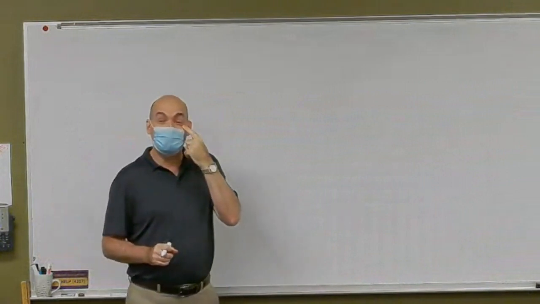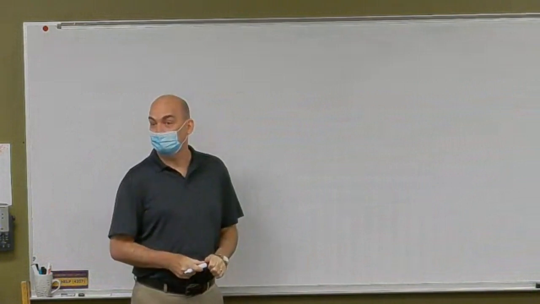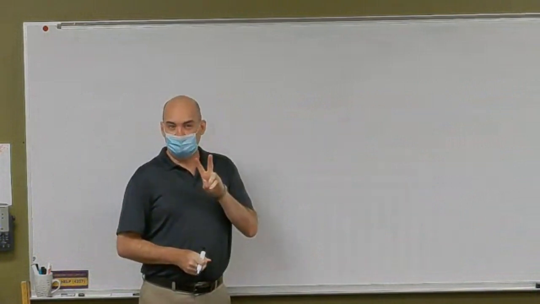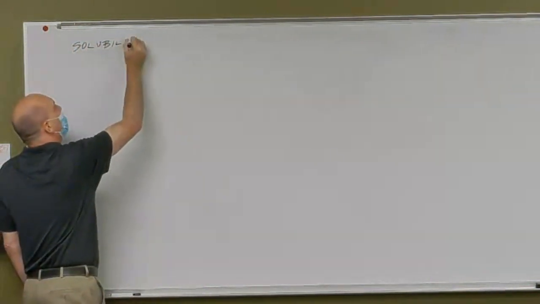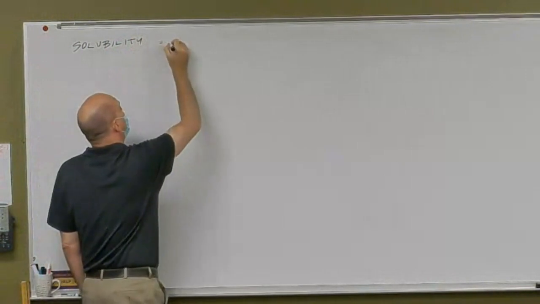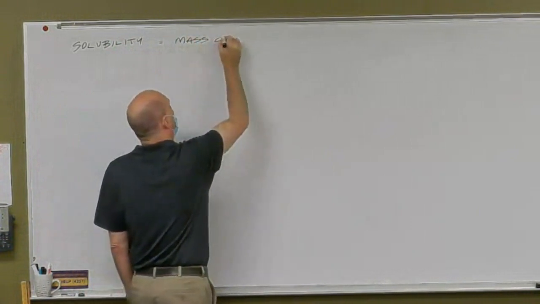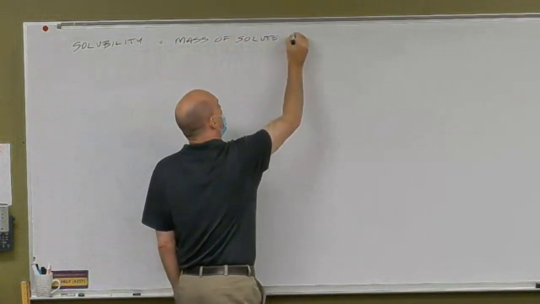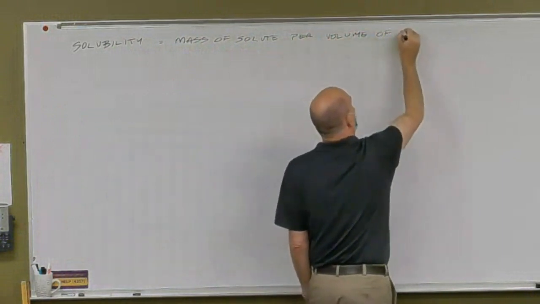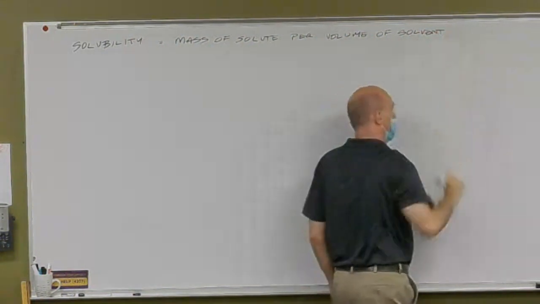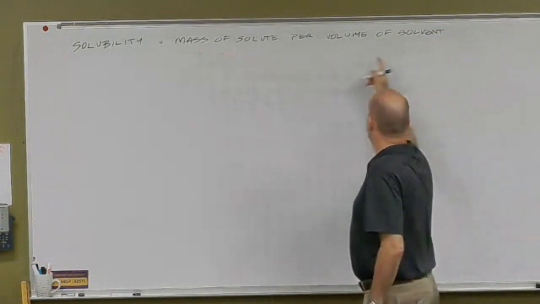We're going to quantify how much stuff we can put into solution. We're going to use two terms for that generally. The first is just solubility. Now, solubility is usually mass of solute per volume of solvent. That's pretty easy. It's a mass and a volume.